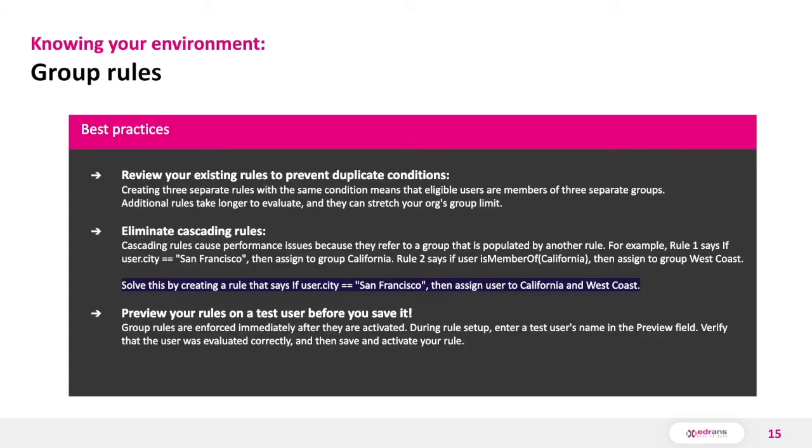As best practices for the group rules, just review your existing rules to prevent duplicate conditions. It's not going to help you if you have duplicate conditions. And most important, I think, just avoid as much as possible to have cascading rules. There's no point. It's better to create one rule for each case. It's going to simplify our life.